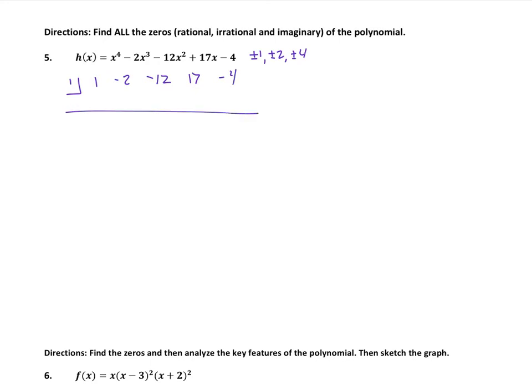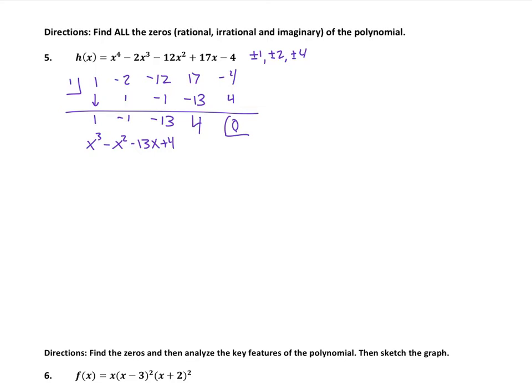We're going to plug those in, write your coefficients. So we're going to bring 1 down. 1 times 1 is 1. -2 plus 1 is -1. -1 times 1 is -1, so that gives us -13. -13 times 1 is -13. 17 minus 13 is 4. 1 times 4 is 4, which gives us a remainder of 0. So now, remember, since we started with x to the 4th power, we've got x cubed minus x squared minus 13x plus 4.